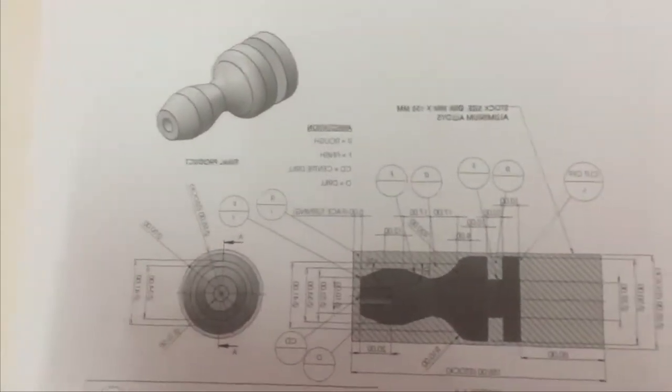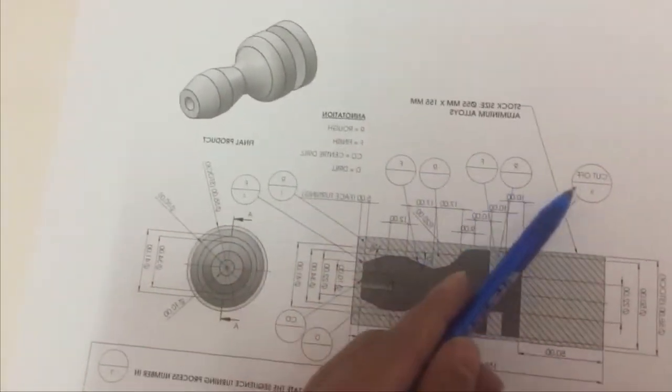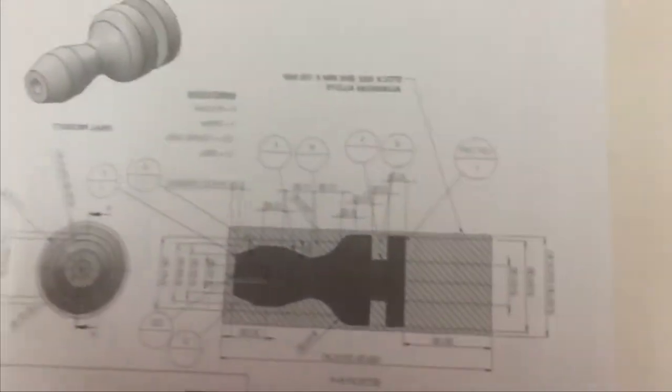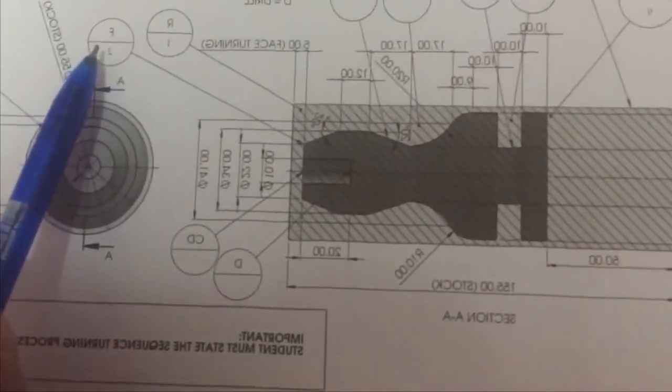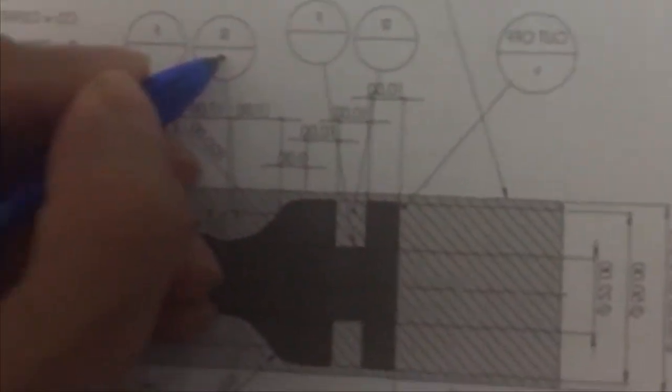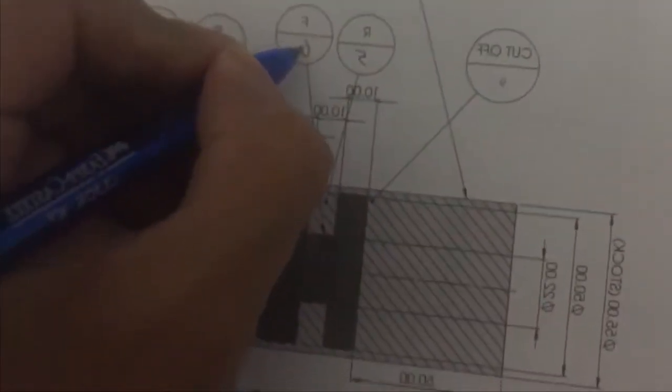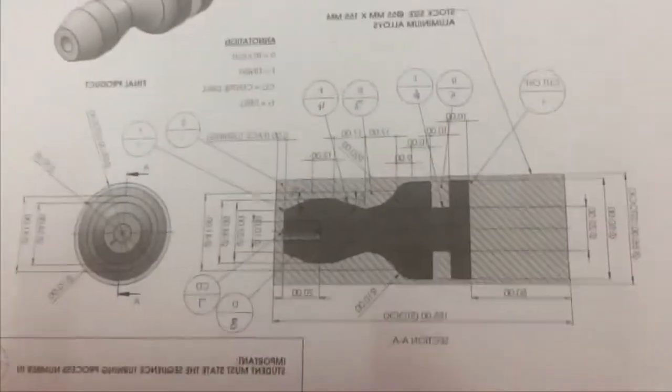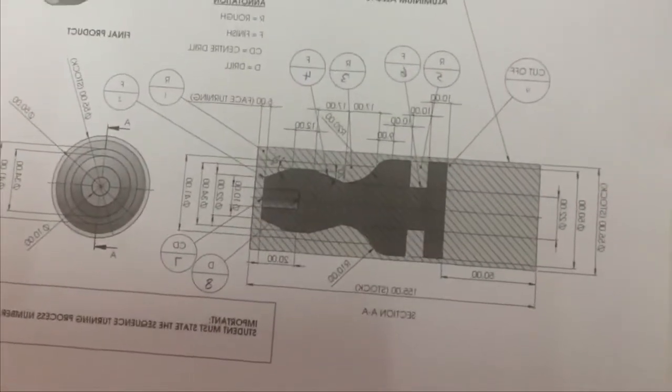For the first one, we need to fill the number, the step number. So the first step is R and F. So the next one is number 3, 4, and 5. And 6, and 7, and 8. That's the step for this lab.